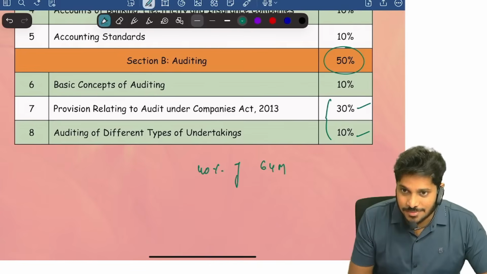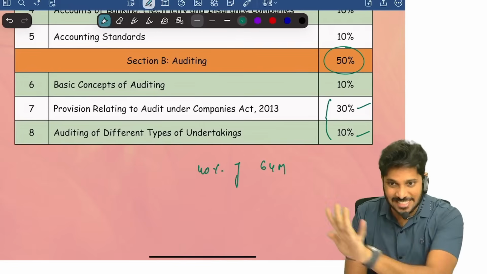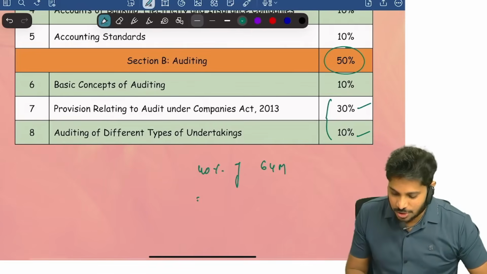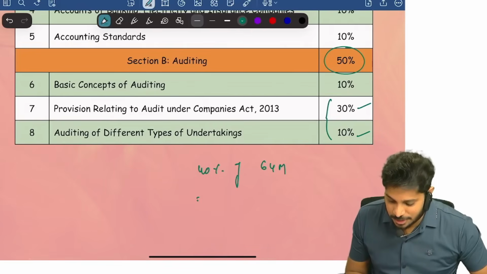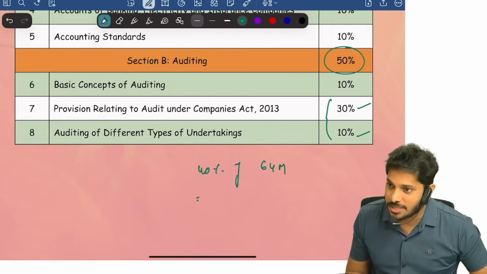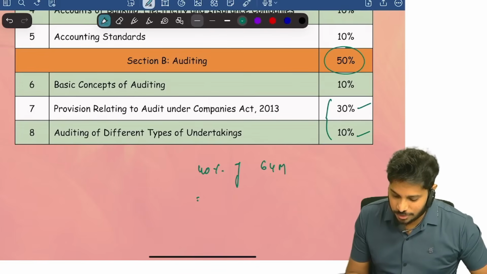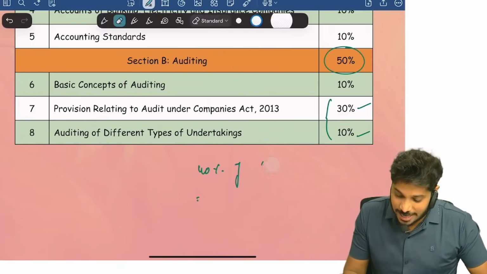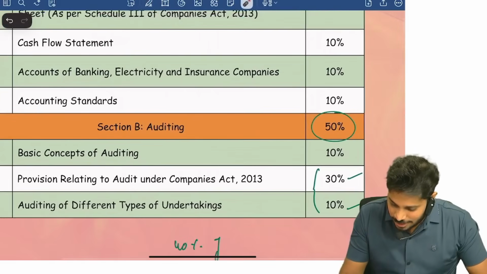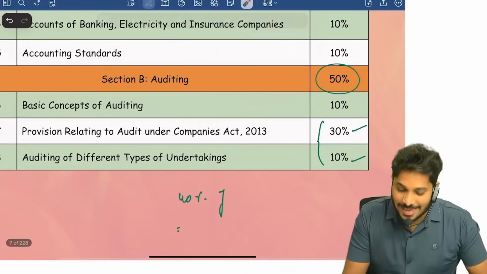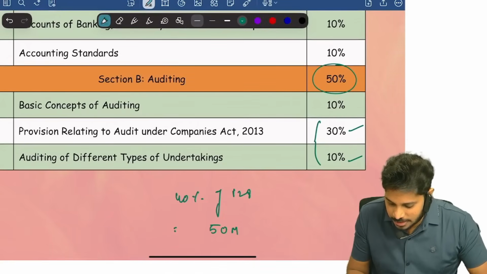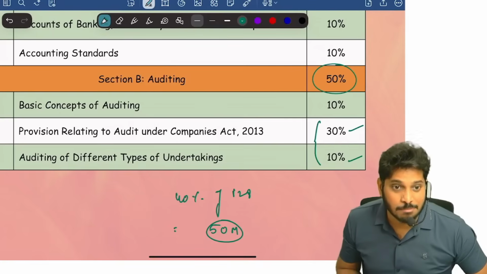Now 40%, right? 40% of what weightage? 64 marks, because the audit paper will be 50 plus 14 choice, and accounts will be 50 plus 14 choice. What is the percentage? 64 marks into 40%, almost 6 4s are 24. How much is it? No, not 40, sorry. 40% of 128 marks, which is equal to a minimum of 50 marks.